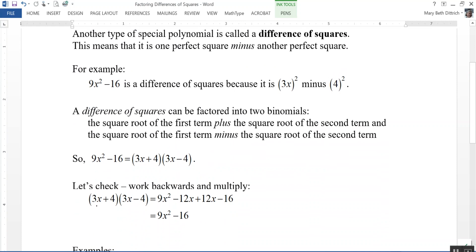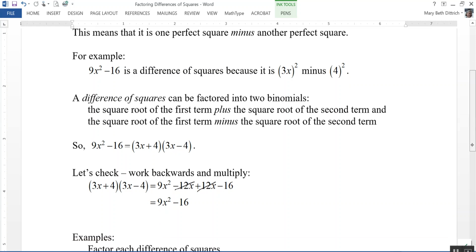So 3x plus 4 times 3x minus 4: 3x times 3x gives me 9x squared. 3x times negative 4 gives me negative 12x. 4 times 3x gives me a positive 12x, and 4 times negative 4 gives me a negative 16. When I combine like terms, negative 12x plus 12x gives me a 0. So I'm left with 9x squared minus 16. So it does indeed work.